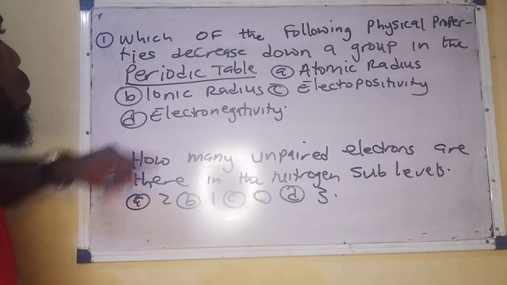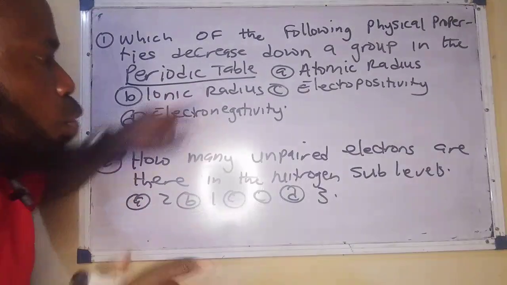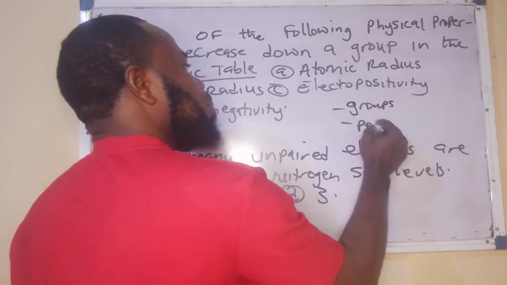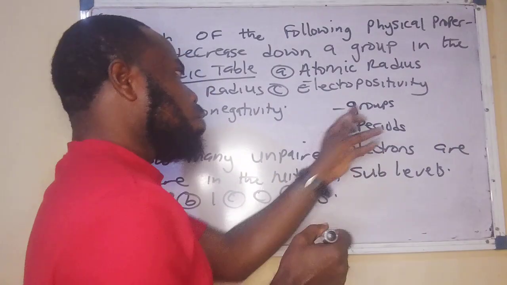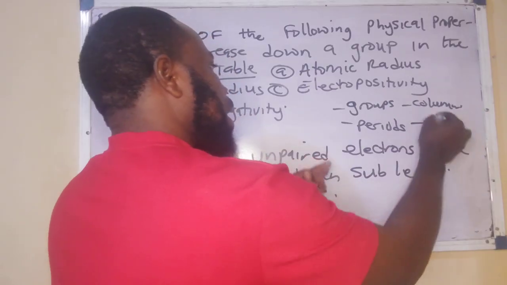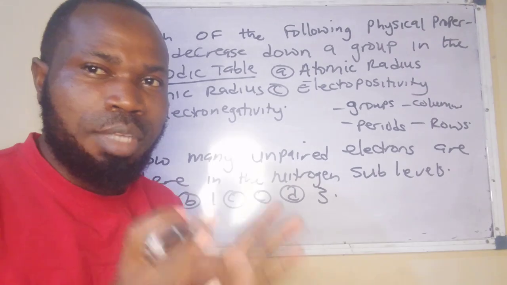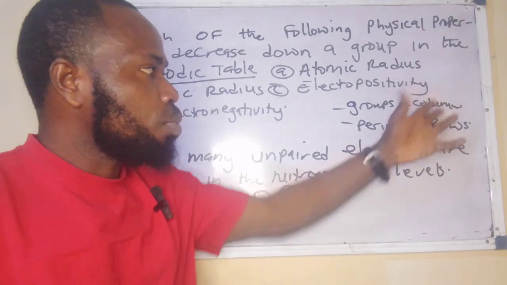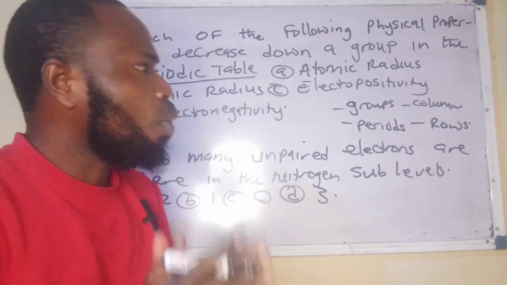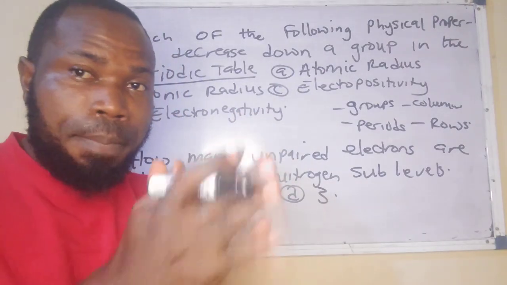Now, talking about the periodic table, you must know that the periodic table obviously is divided into what? Into groups, and of course periods, and of course the groups are the columns, while the periods are the rows. That means automatically I can say that the periodic table is divided into rows and columns, where the rows are the periods, while the columns are the what? Groups.